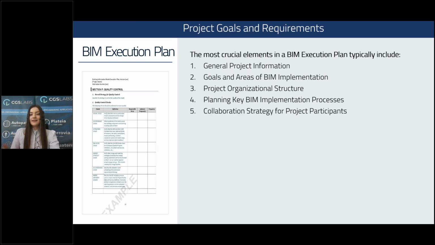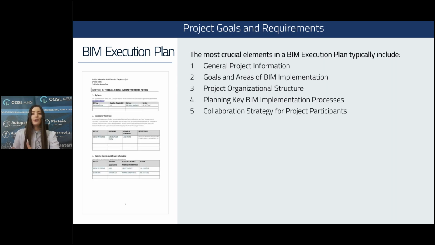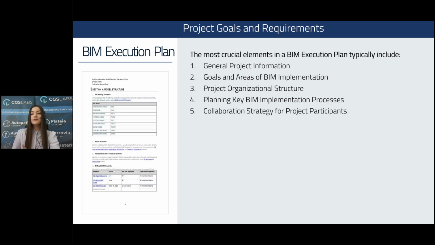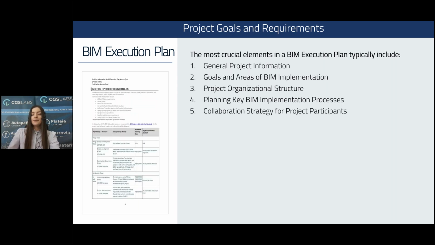Okay, then 5 is collaboration strategy for project participants. The BIM execution plan also defines which common data environment participants will use and how they will communicate with each other. So this includes details on how often meetings happen, and who will attend them, which project portal will be used, and how participants will exchange models.